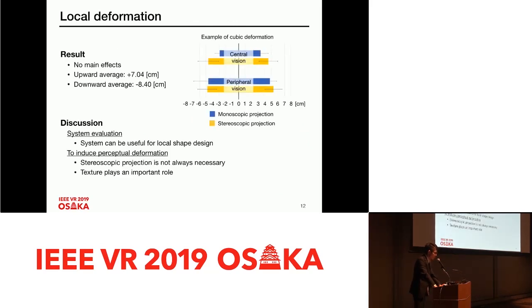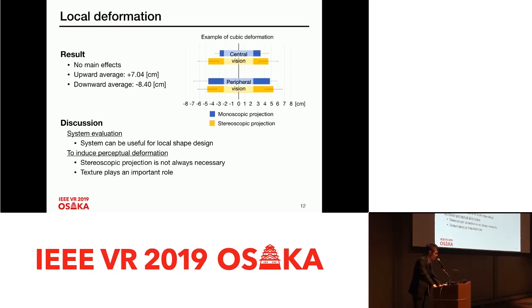And this is the result. For the local deformation, although there are subtle differences in the cubic deformation, as you can see in the right upper figure, we didn't confirm any main effects of the tested factors. The average maximum DPD is 7.04 centimeters and minus 40 centimeters for upward and downward deformation respectively. And the average DPD is big enough to assume that the system can be useful for local shape design.